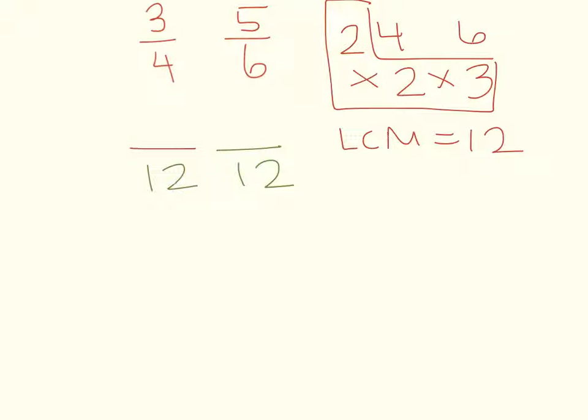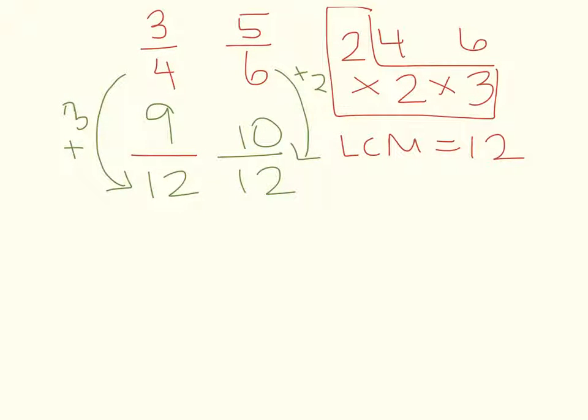here, and then I have to see how many times 4 goes into 12. That's 3 times. I have to do this times 3 as well. 3 times 3 is 9. 6 goes into 12 2 times. 2 times 5 is 10. So our equivalent fractions are 9/12 and 10/12.